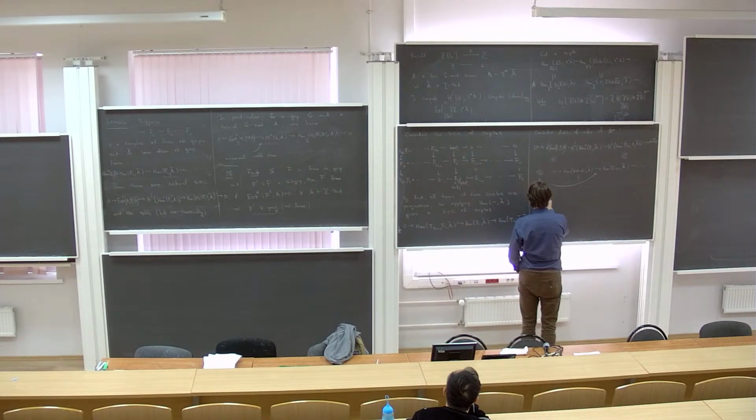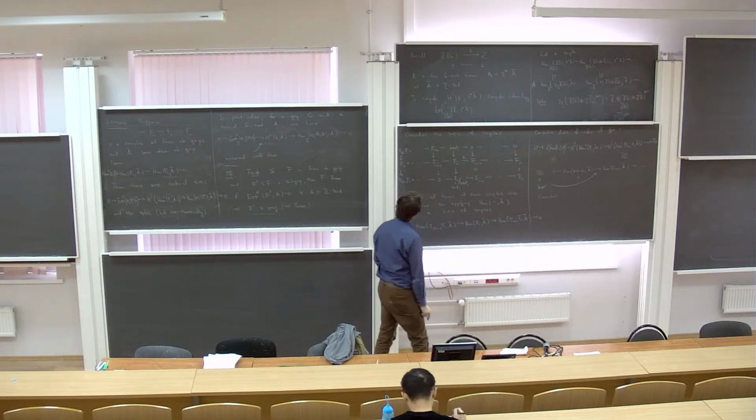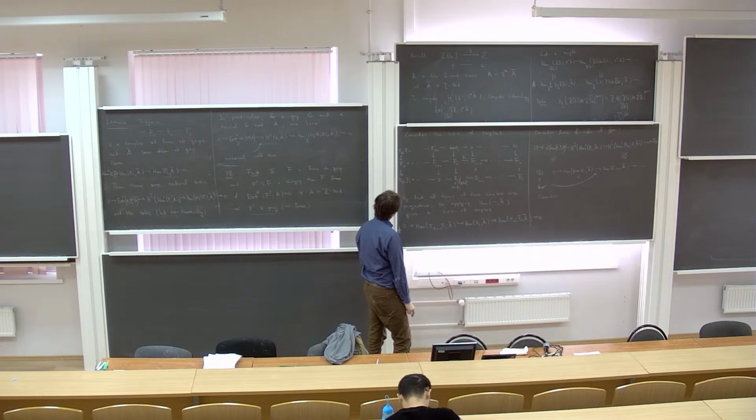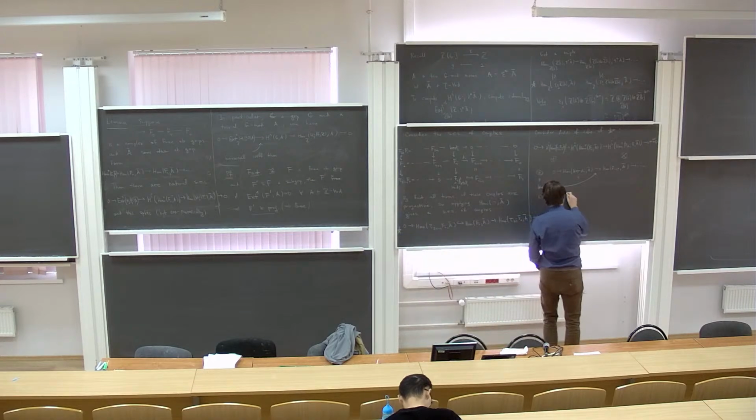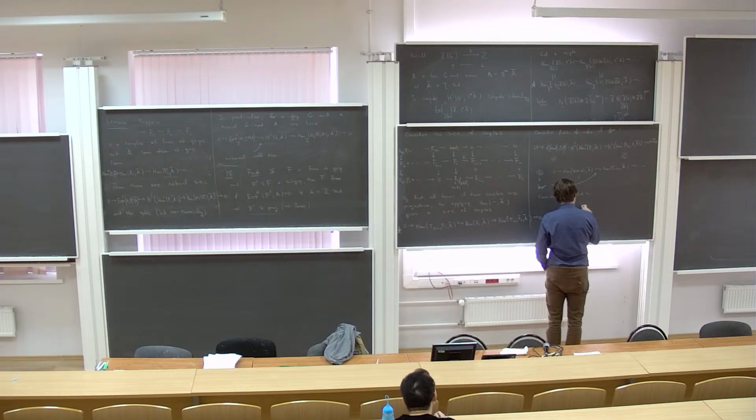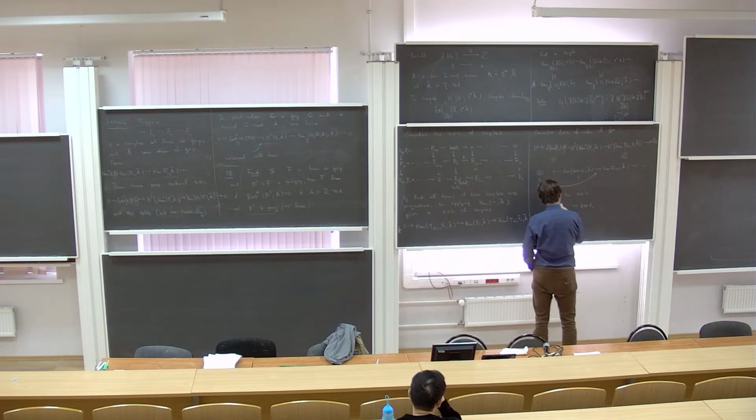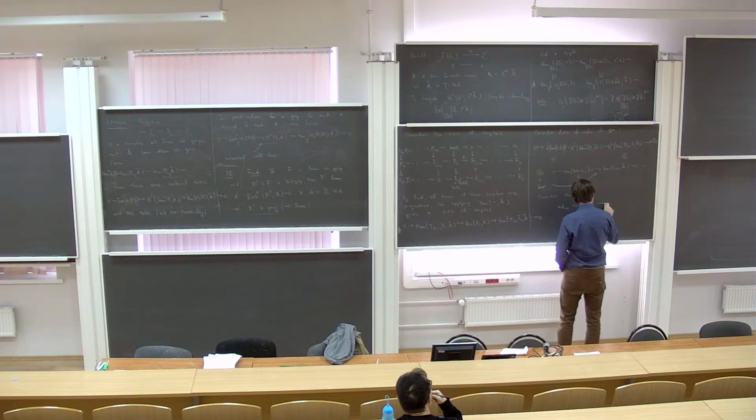So for this, consider the short exact sequence. Kernel of d_i contains image of d_{i+1}. And by definition, the ith homology of the complex is the quotient.